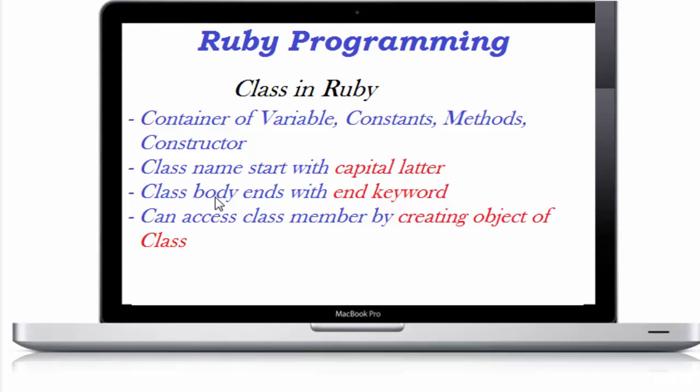The class body ends with the end keyword. So we are going to use this keyword, end, to end the body of the class. We can access class members by creating an object of the class. So whatever you write inside a class, we can access it anywhere by creating an object of the class. In this session, I'll show you how we can create a class and how we can access class members by creating objects.